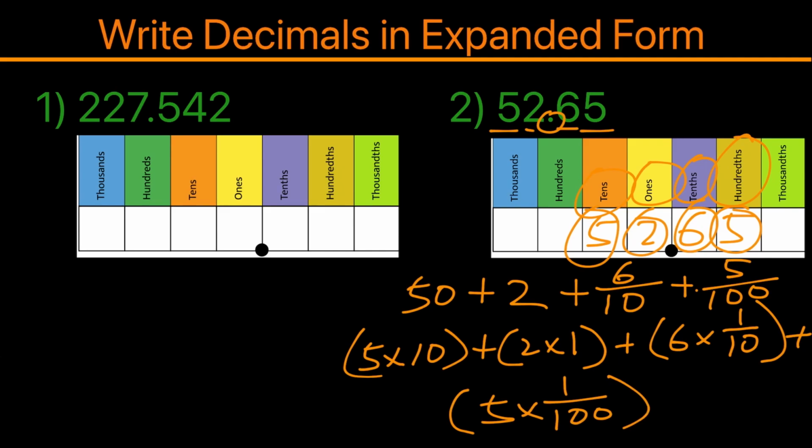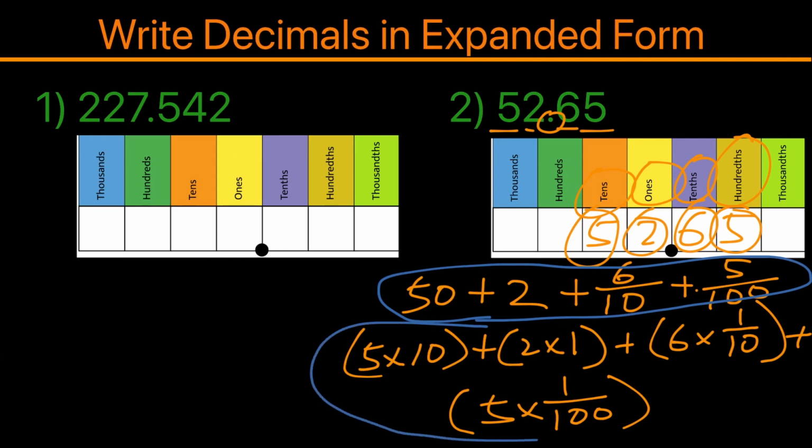And now we have completed the expanded form in 2 different formats. This is one, and this is the parentheses format. So there you have it. These are 2 examples of how you would write decimals in expanded form.